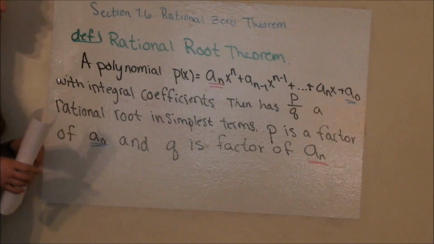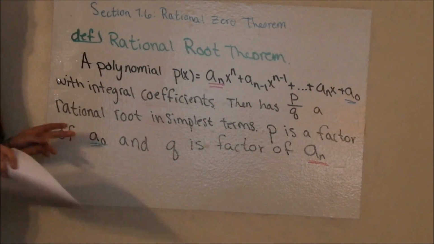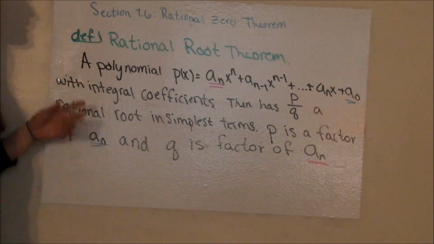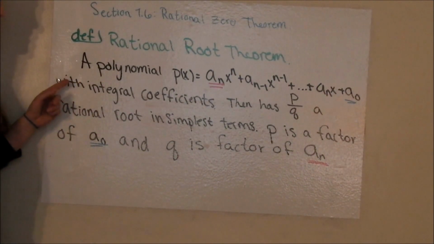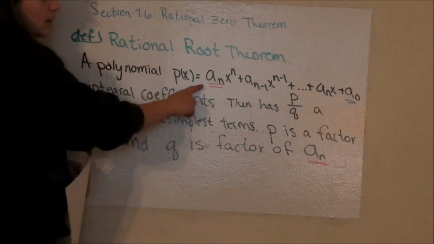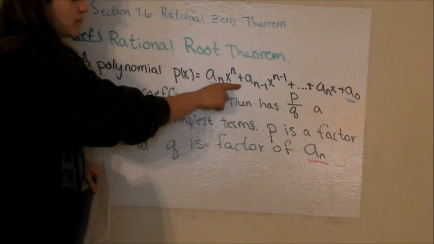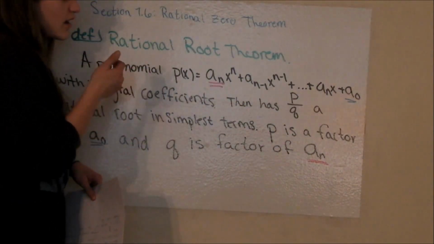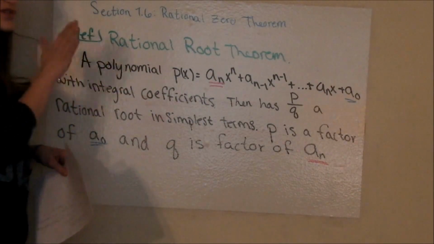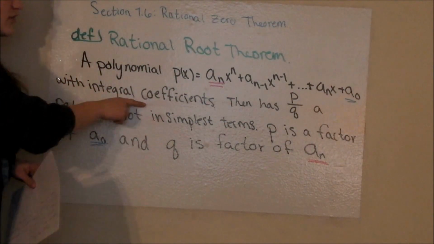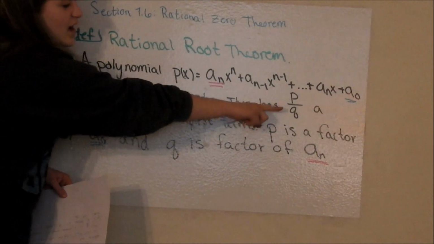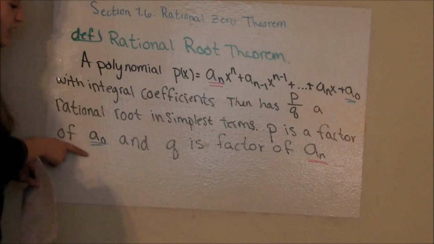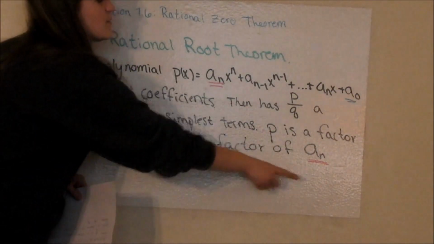Section 7.6 is called the rational zero theorem. And our first definition for this section, and only definition, is the rational root theorem. The rational root theorem states: a polynomial P of x equals a sub n x to the n plus a sub n minus 1 x to the n minus 1 plus dot dot dot a sub 1 x plus a naught. It's just a polynomial with integral coefficients. Then it has p over q, a rational root, in simplest terms. P is a factor of a sub naught, and q is a factor of a sub n.